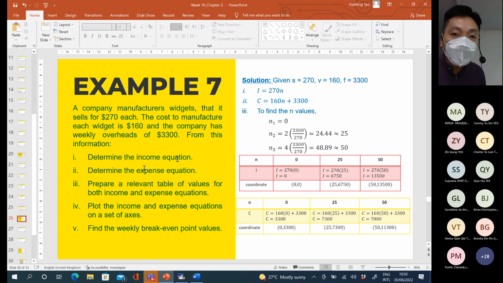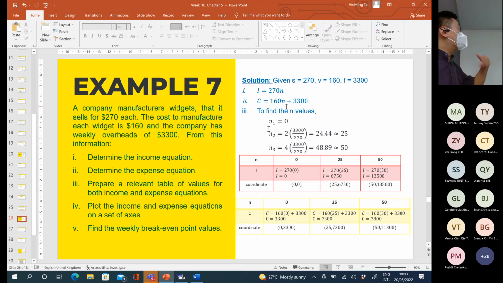Okay, part two. Determine the expense equation. Don't forget the expenses involve two costs, which are the total variable cost and also the fixed cost. The variable cost should be the variable cost per unit multiplied by the quantity sold. So we have to use 160 multiplied by N to get the total variable cost. Remember, I have to multiply by N because 160 is only the variable cost for one unit.